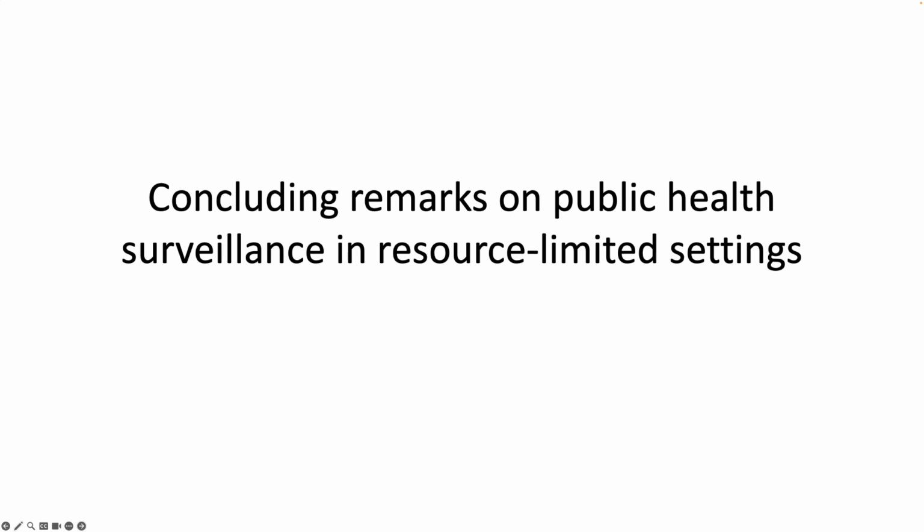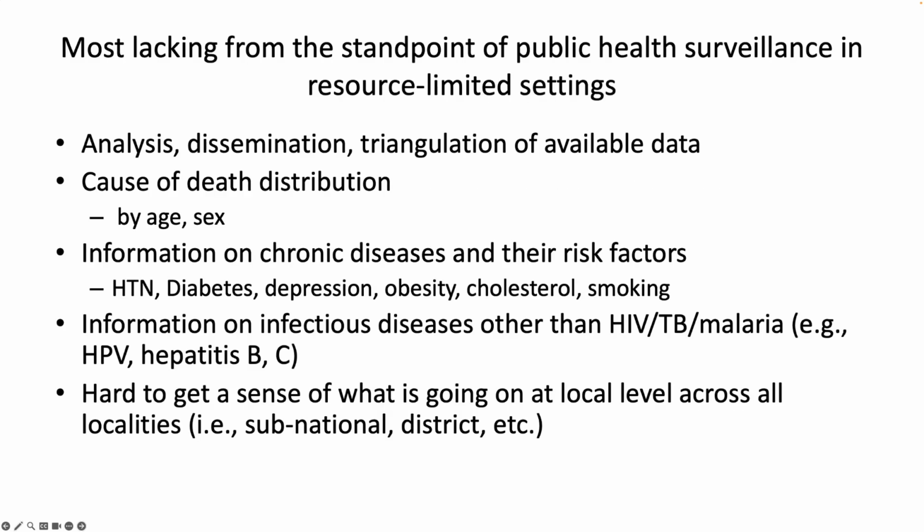So just to make a few concluding remarks here, here are some of the important things that are often still lacking in public health surveillance in resource-limited settings. Often there's data available, but what's needed is more analysis, dissemination, and triangulation of the different data sources to be able to better inform some of the activities that are happening from a public health standpoint. Due to the weak or non-existent vital registration systems, there's often little or no information on the cause of death distribution in many settings, and especially not by age and sex.